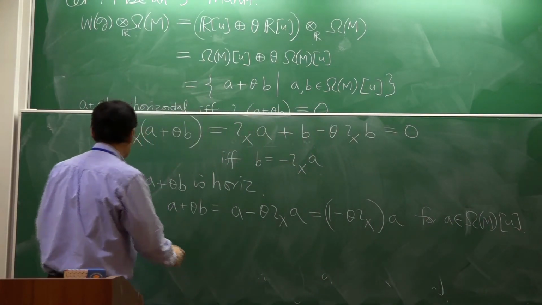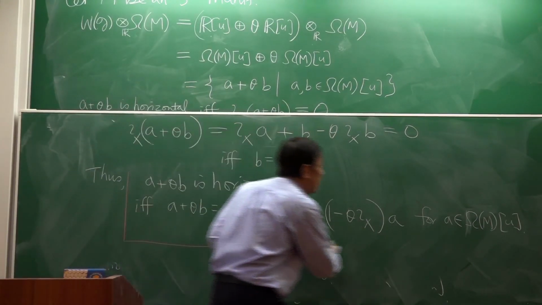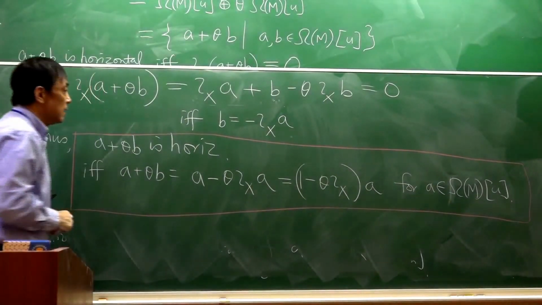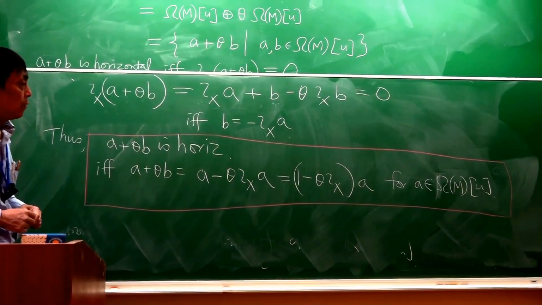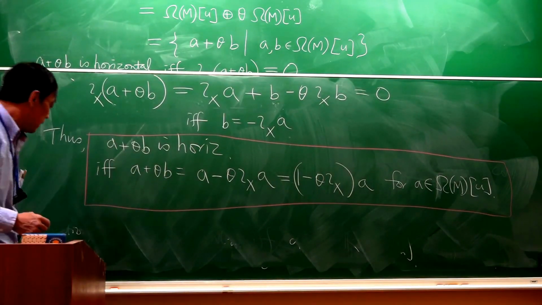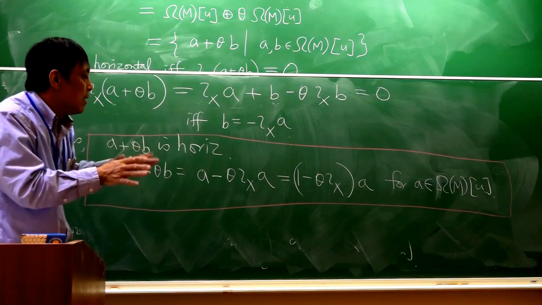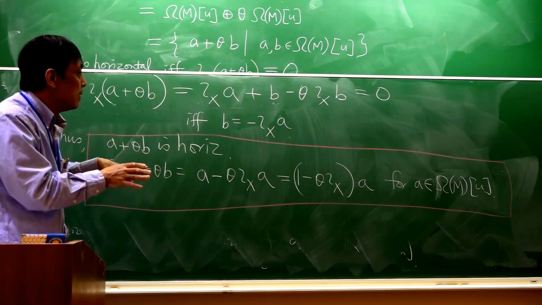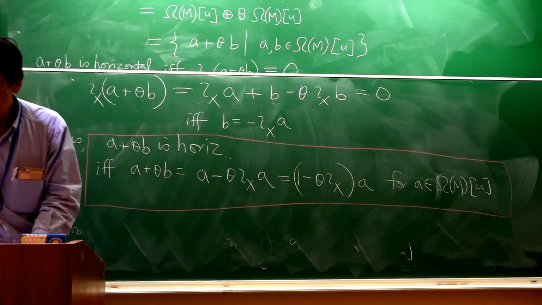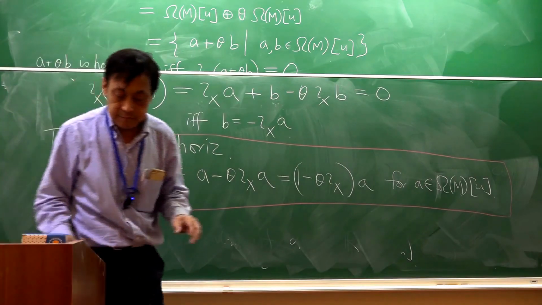Okay? So, okay, I'm going to stop here. So we have determined what all horizontal elements look like. And so this is part of the way in simplifying the Weil model. And next time we'll continue with this to get the Cartan model. Okay? Okay, so let's stop here.